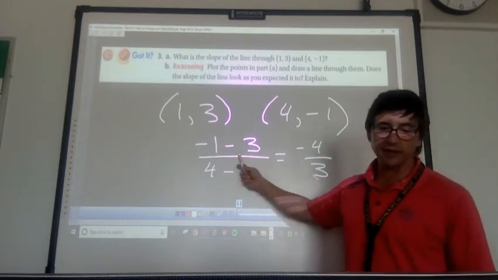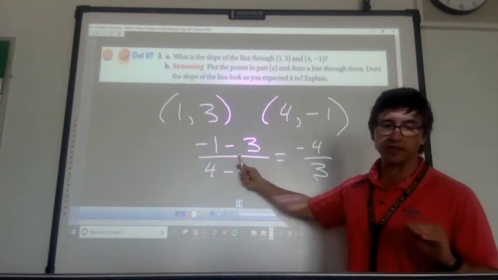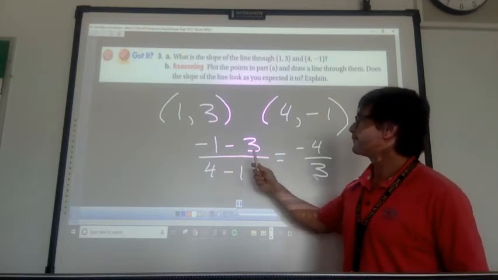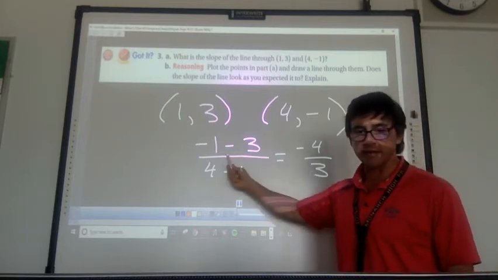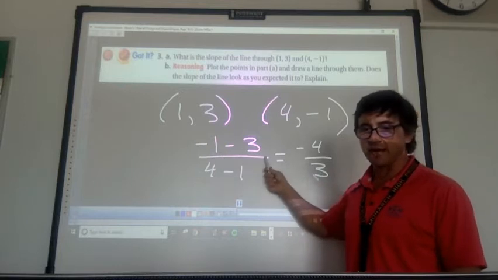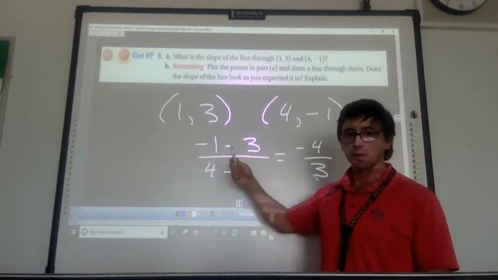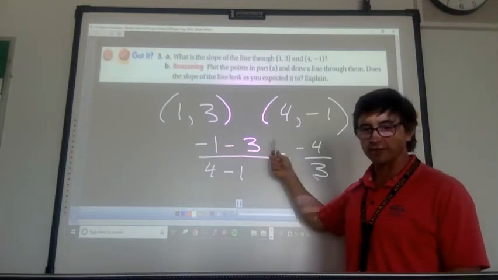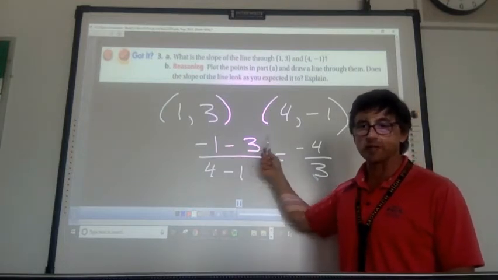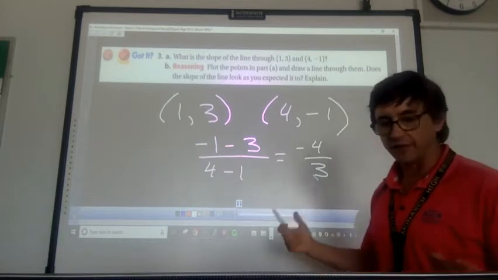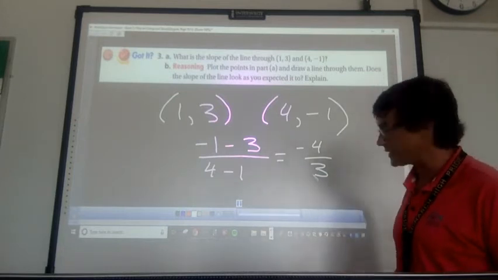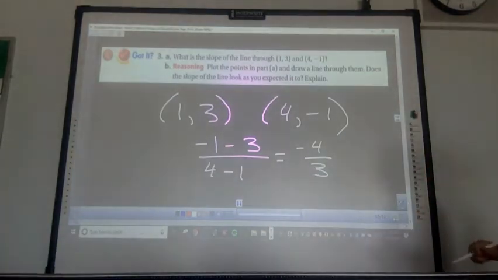When you're subtracting two negatives, the strategy I've told you like 17,000 times already is add the numbers, keep the sign. Subtracting two negatives, add the numbers, keep the sign. So if you suck at negatives, write that down. When you're subtracting two negatives, add the numbers, keep the sign. And then you'll never screw that up again. Wouldn't that be nice? Okay, moving on.